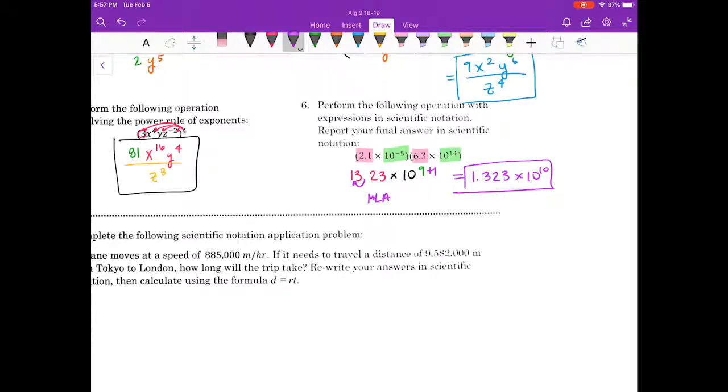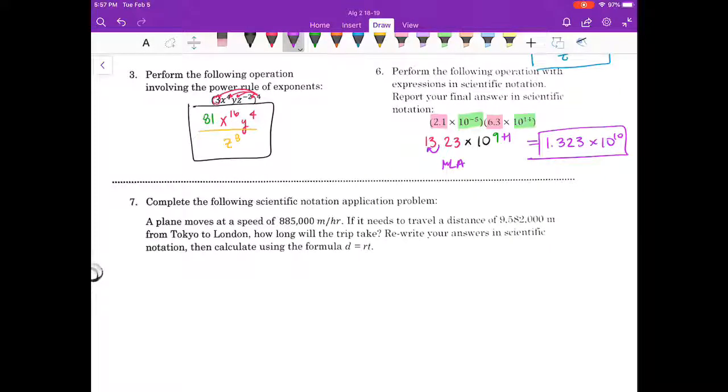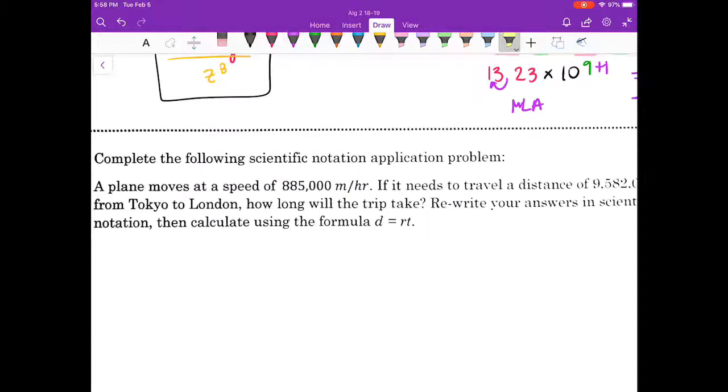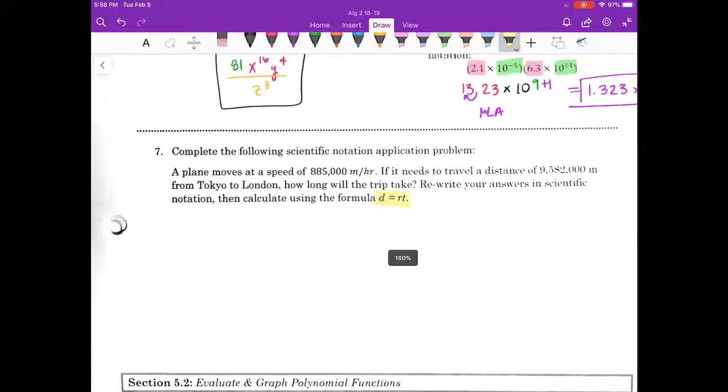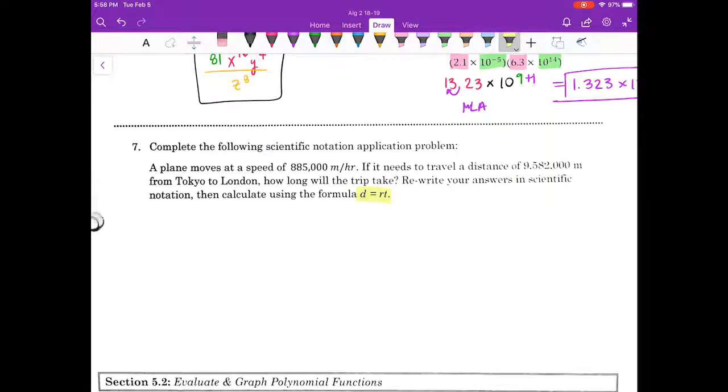Lastly, from this section, we have a plane moving at a speed of 885,000 meters per hour. If it needs to travel a distance of 9,582,000 meters from Tokyo to London, how long will the trip take? Now, remember, distance equals rate times time. They gave me my distance and my rate. I need to find time.